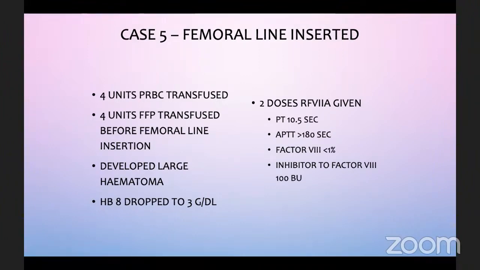And then eventually, because she bled so much, they gave her 2 doses of recombinant factor 7A, and eventually a factor 8 assay was done. Factor 8 was 1%, and inhibitor to factor 8 was present at 100 BU. So basically, this was a case of acquired hemophilia, which was initially not investigated, but then subsequently, because she developed significant bleeding, she was investigated and diagnosed to have acquired hemophilia. So cases like this, a bleeder telling you that I'm a bleeder, I have abnormal coagulation profile, you must investigate.